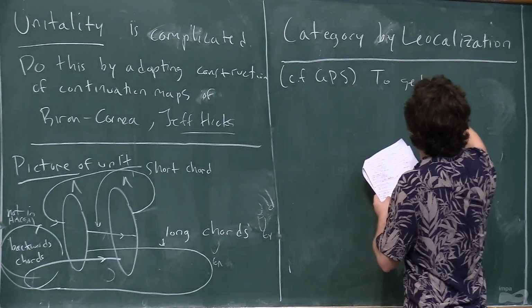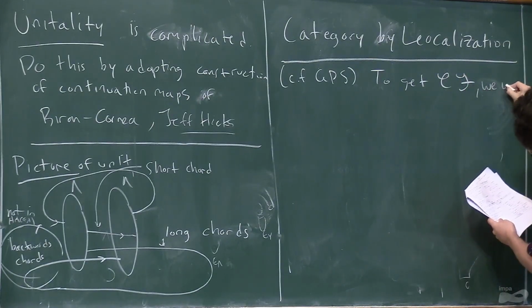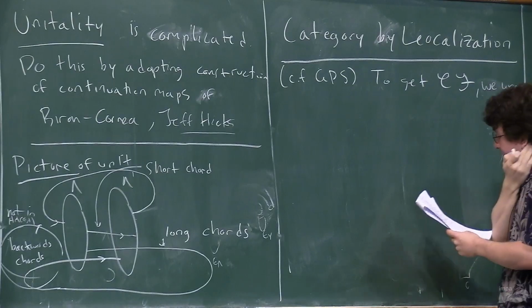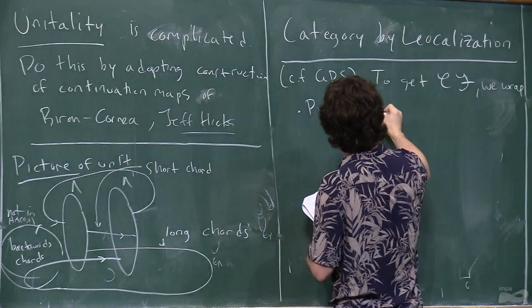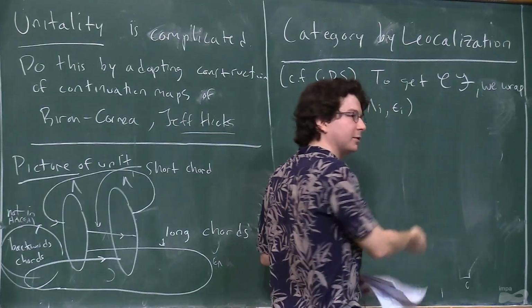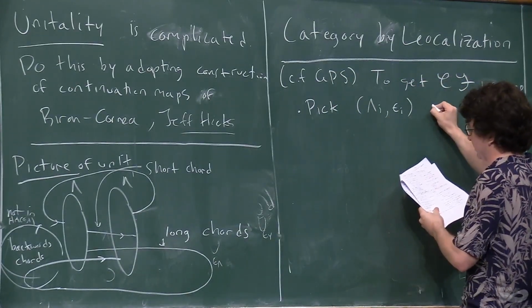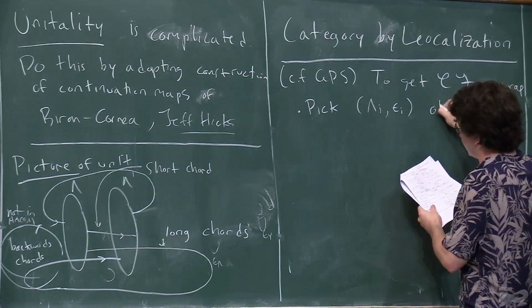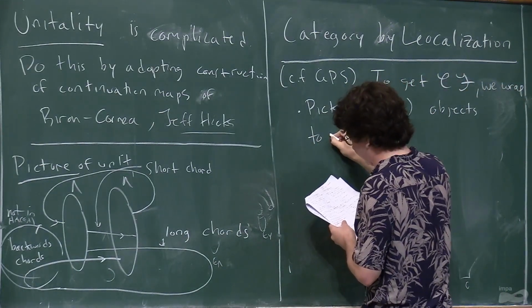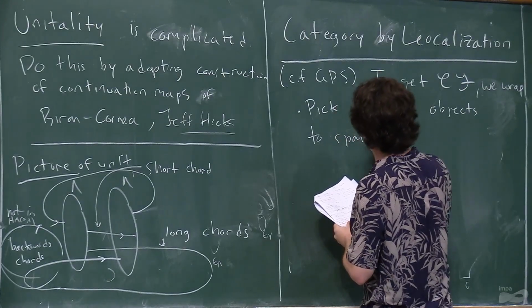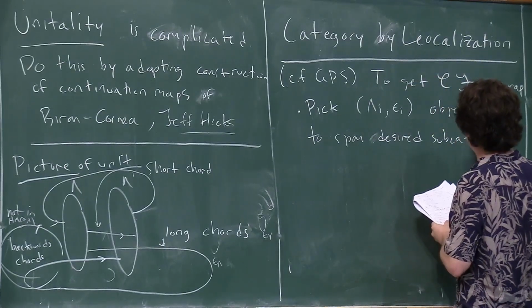So the point is that to get the actual category, we have to wrap. One way of explaining how this works is basically how they do the wrapping in GPS, although the actual thing would be a little more sophisticated than this. But basically what you do is you pick a bunch of objects, so a bunch of pairs of Legendrian augmentations to span some desired subcategory that you want to construct.